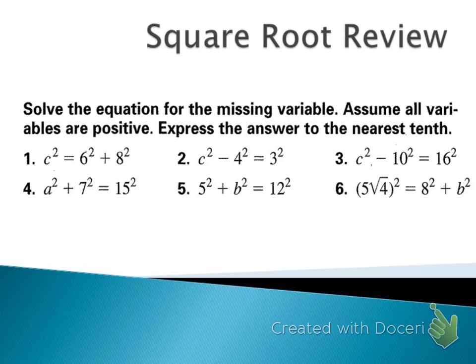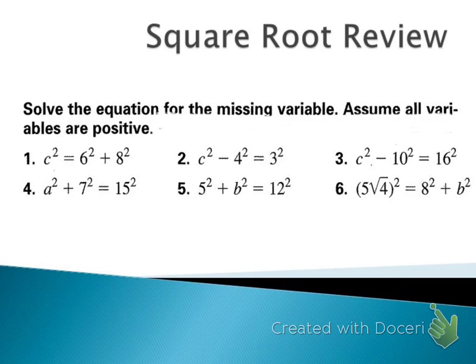So for our warm-up, we are going to solve the equation for the missing variable. Assume all variables are positive, and we are going to leave these as simplified radicals. We are not going to be rounding them. You do not have to copy down the directions. You do need to copy down the original problem for each of these, and then we will solve them.